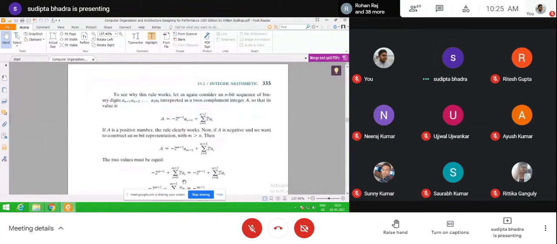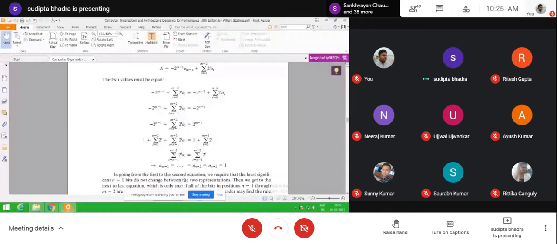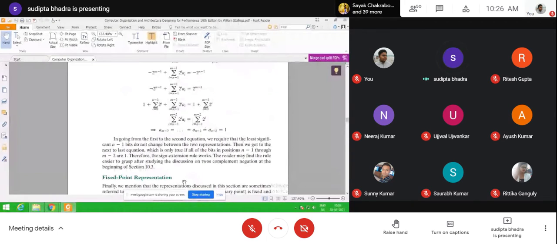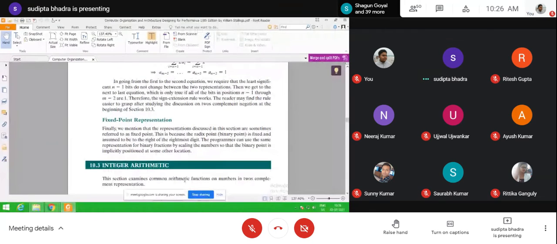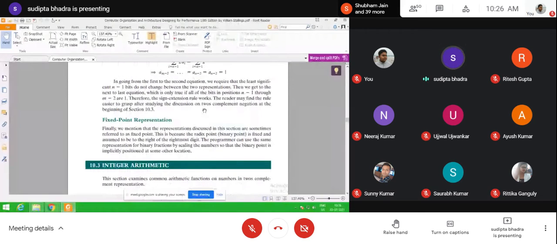So this is a range extension concept. Now we are going to see integer arithmetic. Here this is fast integer arithmetic. What integer arithmetic operations are possible? Negation, addition, subtraction, multiplication, and division.